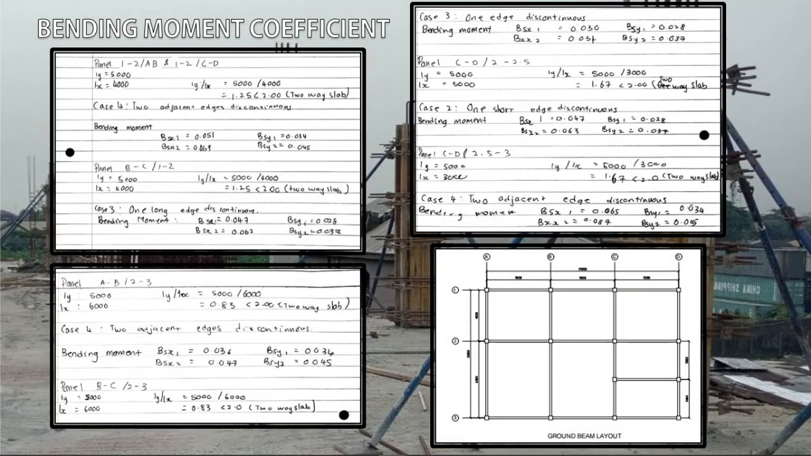While for the layout of bending moment coefficient, it is stated here that there are 3 case 4 that were used, which is the 2 adjacent edges discontinuous, while there were 2 case 3, which is 1 edge discontinuous, and there is 1 case 2 for 1 short edge discontinuous, as stated in this slide.